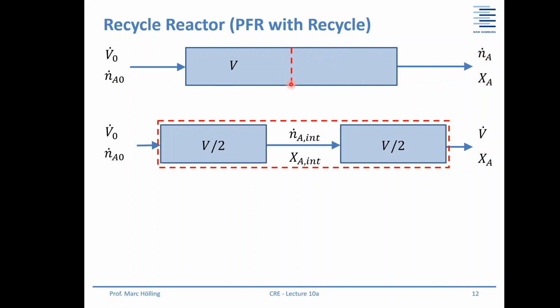And now let's cut this reactor in 2 pieces. So let's just split it up. Okay, what does it mean? This means your volume flow at the inlet stays the same. You have half the volume here. You have a mole flow that is called int for intermediate, and you have a conversion rate that looks like this. And then this enters the second half of the reactor, and at the outlet nothing should change. You have your volume flow and your conversion rate here at the outlet.